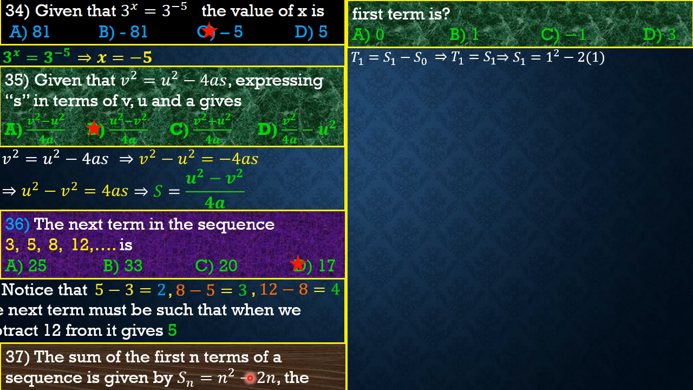It never means that our S1 or our T1 becomes 1 minus 2 into 1, which gives us an answer of negative 1. So, guys, option C is the best option.